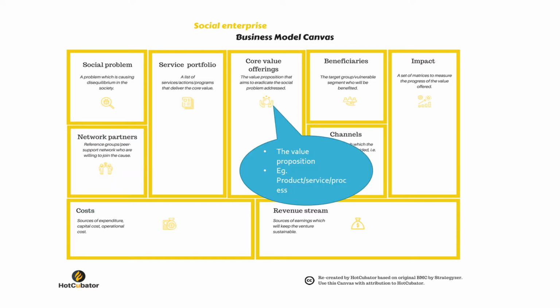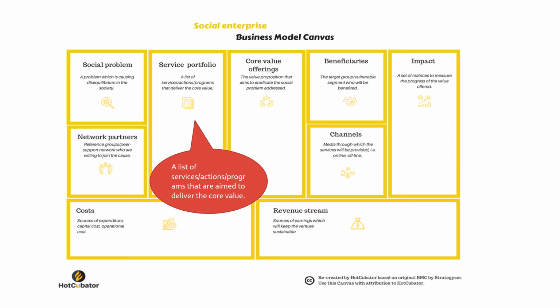Next, in the social enterprise business model canvas, you need to look into the core value offerings. So the value proposition that aims to eradicate the social problem addressed. This is actually your mission or vision, how exactly you are going to eradicate the problem that you have identified at the beginning. So is it through a product, a service, or a process?